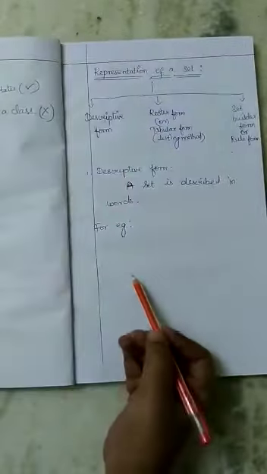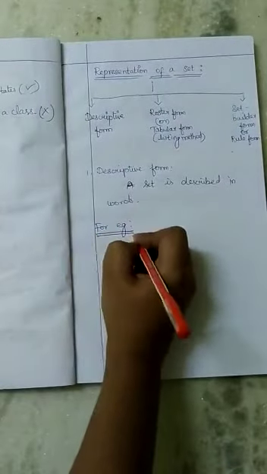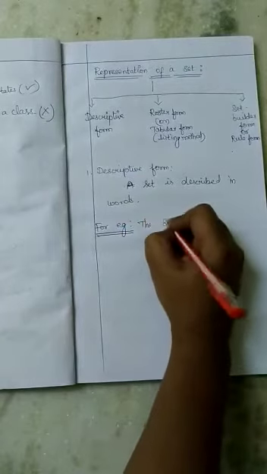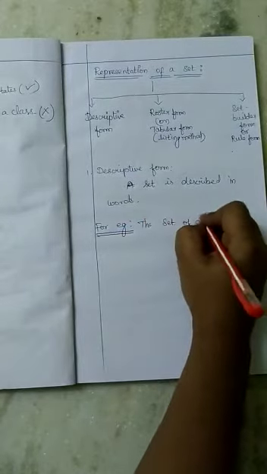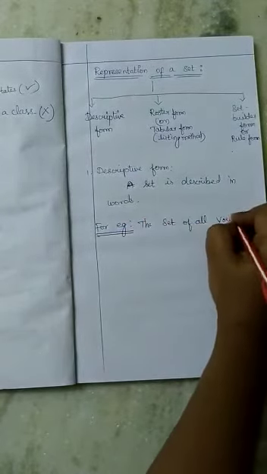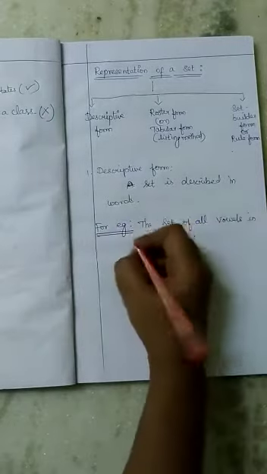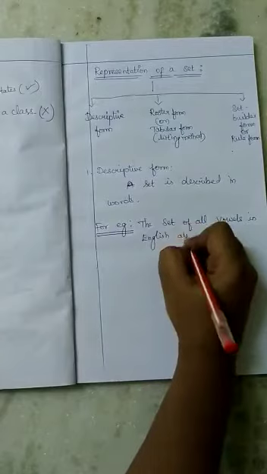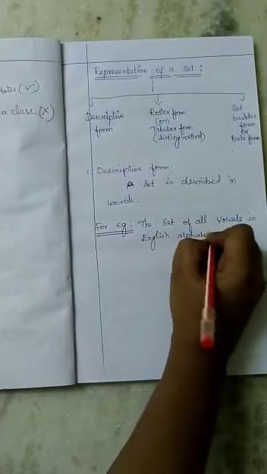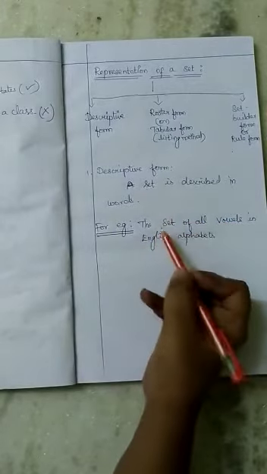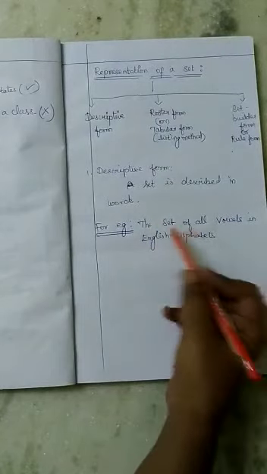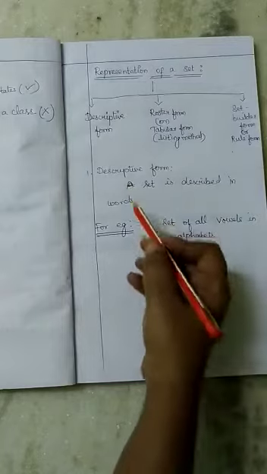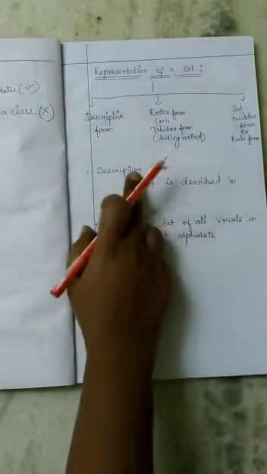Here I am going to give you one more example. See carefully. The set of all vowels in the English alphabet. See, here I am describing the set in words. This is a word I am using for describing the set. This is descriptive form.